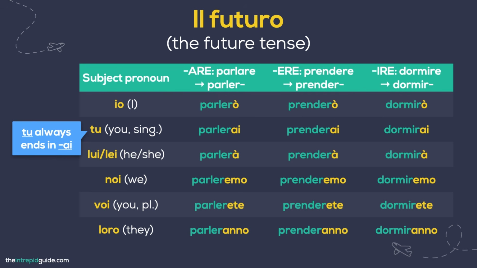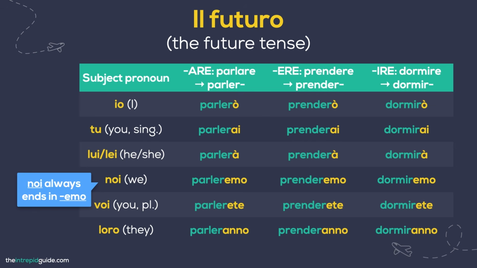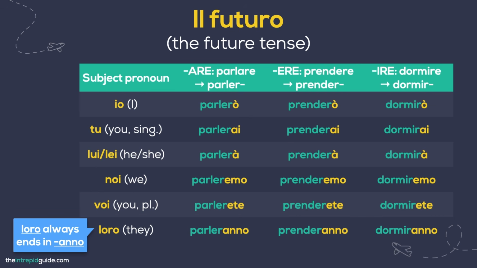Tu ends in I. Lui, lei ends in A with a stressed accent. Noi ends in emo. There's that MO sound from iamo in the present tense. It's still doing its job. Voi ends in ete, and that TE ending is what you've already seen in the present tense. Loro ends in anno, that same NO ending as parlano, just with a double N.